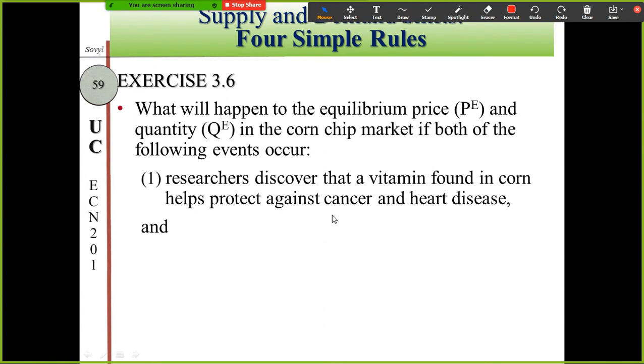And what happened to supply? Okay, but is this demand or supply? You need to think on your own. Is this the demand chain or the supply chain of the corn?